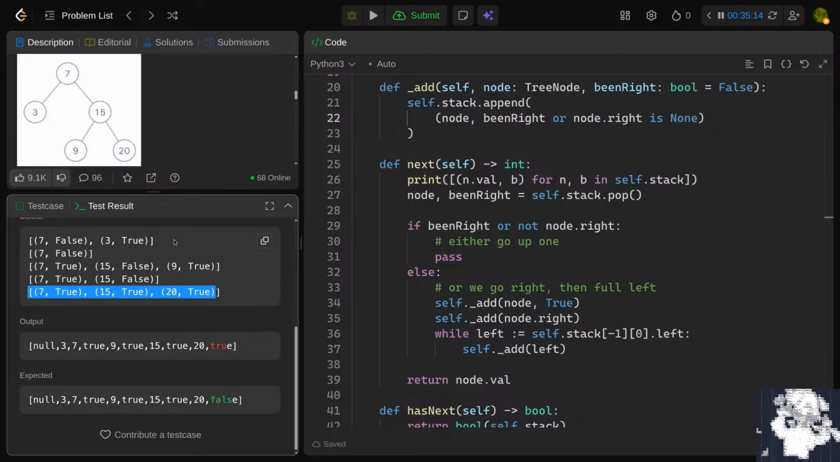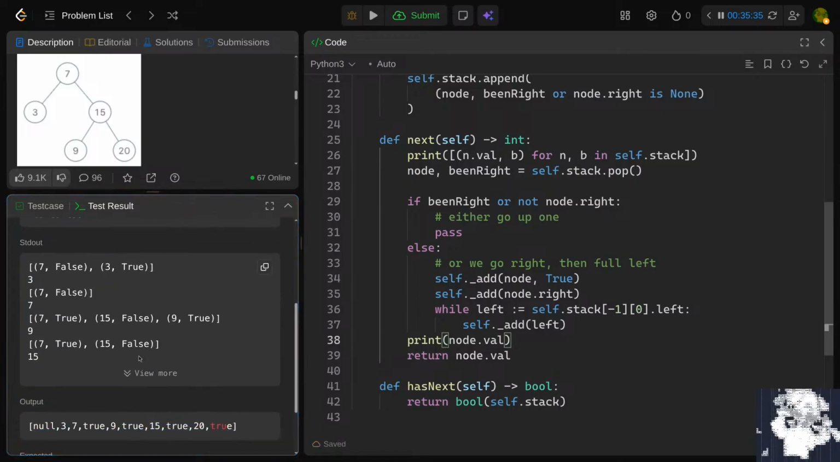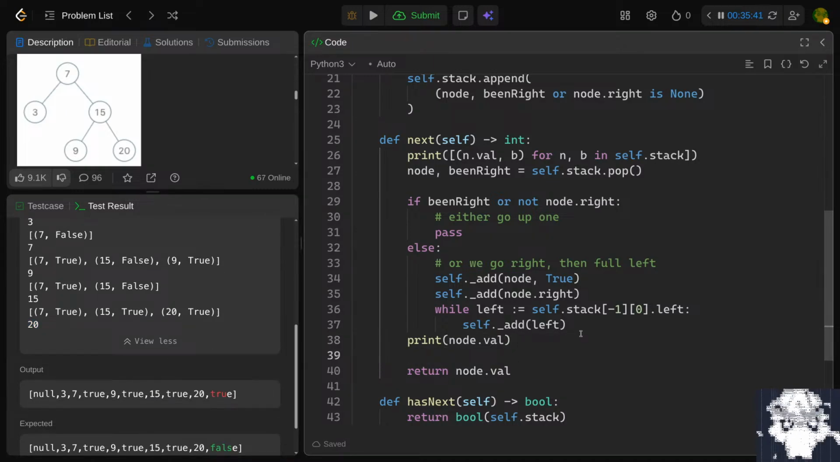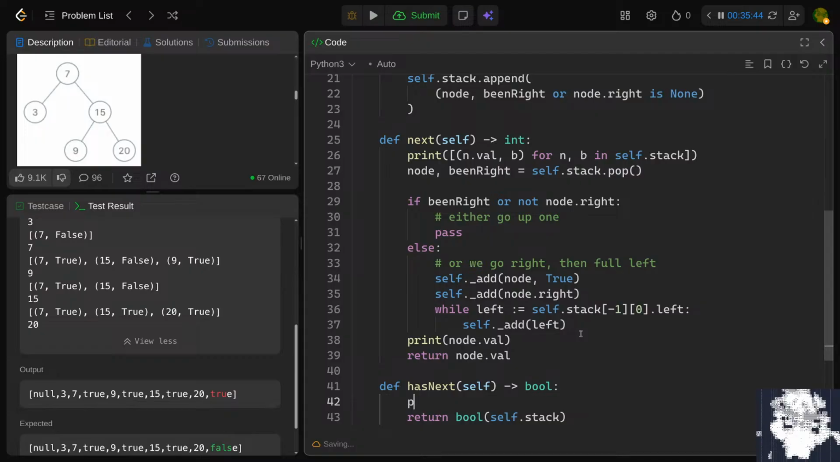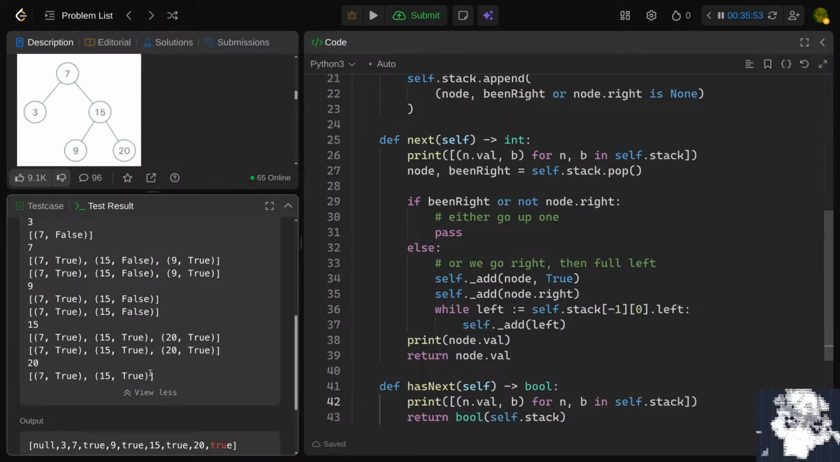But what's going on here? Why didn't we end up going up or anything? Because been right would be after we've yielded 20. Let's go back to print node.val. So after we yield 20, what does our stack look like? Print here, just this whole thing. We only went up by 1.